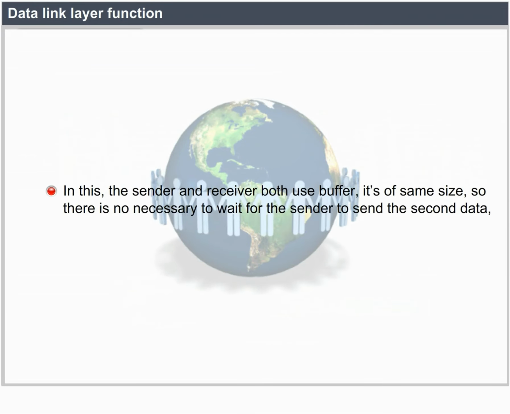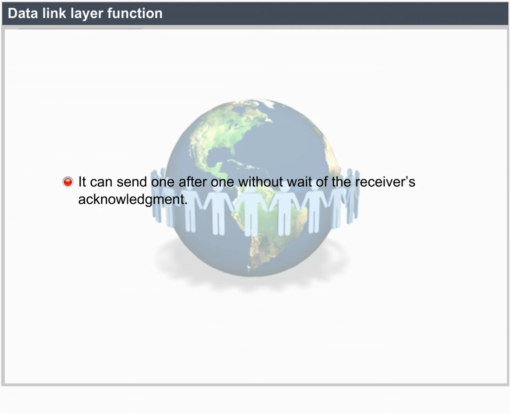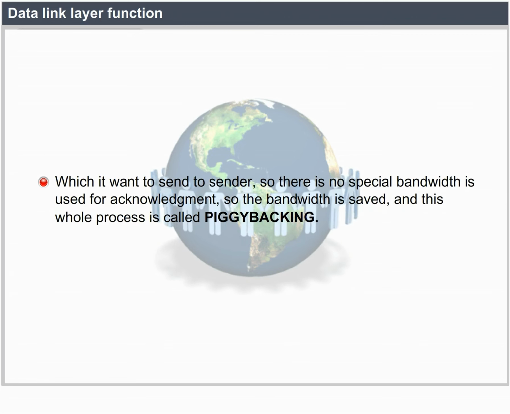In this, the sender and receiver both use a buffer. It is of the same size, so there is no need for the sender to wait to send the second data. It can send one after another without waiting for the receiver's acknowledgement. It also solves the problem of using more bandwidth, because in this scheme both sender and receiver use the channel to send data, and the receiver sends the acknowledgement along with the data it wants to send to the sender. So there is no special bandwidth used for acknowledgement. So the bandwidth is saved, and this whole process is called piggybacking.